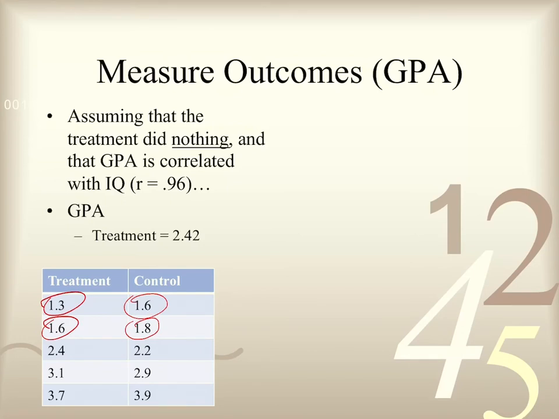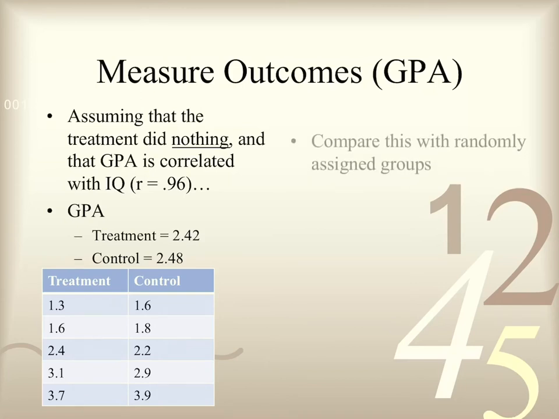In a perfectly matched setting in which we have identical groups, these two mean scores should be identical. Here, the mean for the treatment is a GPA of 2.42, and the control is 2.48. Not bad. It's not perfect, but it's not bad. Let's take a look at what this would have looked like if, instead of matching pairs, we had randomly assigned individuals to groups.